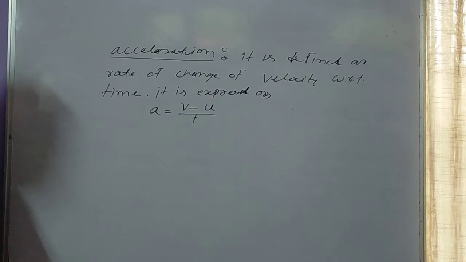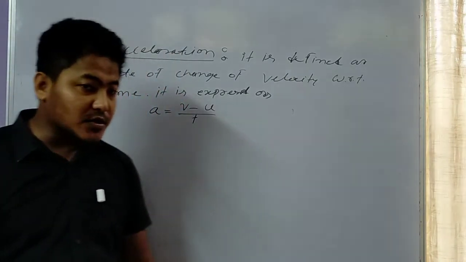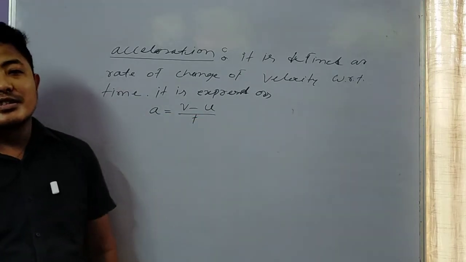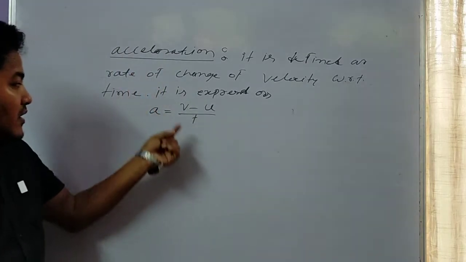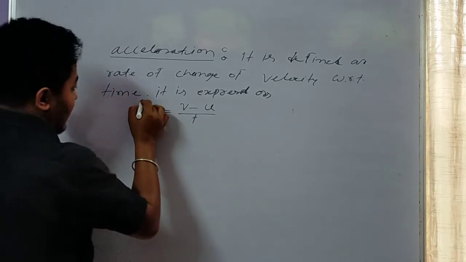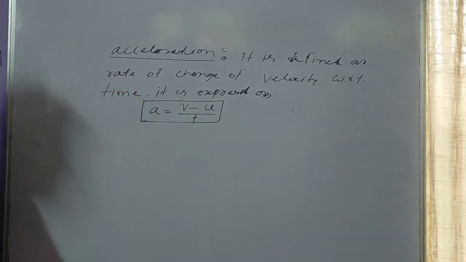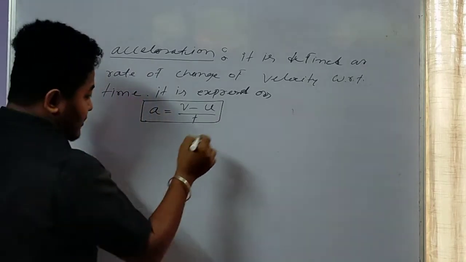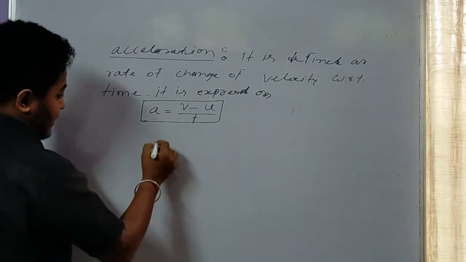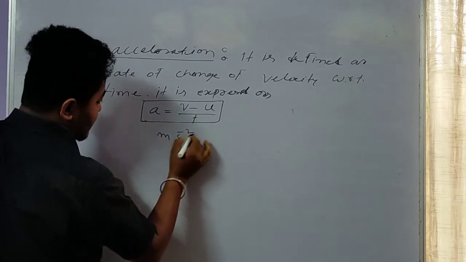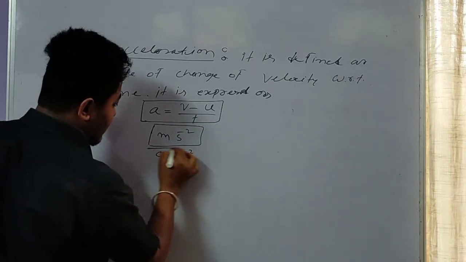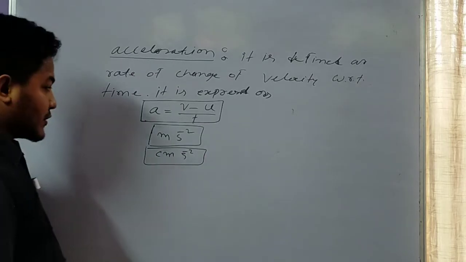What is v minus u by t? v will be your final velocity and u will be your initial velocity. So final velocity minus initial velocity is your change in velocity, that is your change in velocity per unit time or with respect to time. So a is equal to v minus u by t. That is the acceleration, and it has a unit. Its SI unit is meter per second square, and CGS will be centimeter per second square. All this you know already.